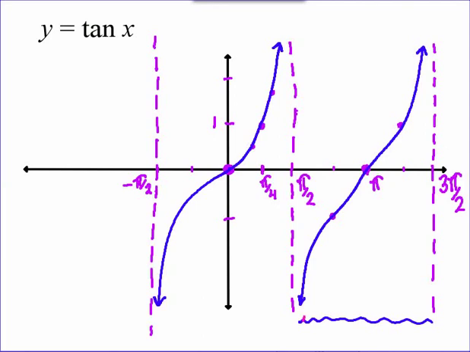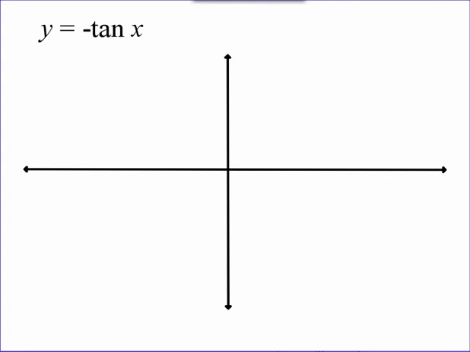So here is one period right here. Here is another period right here. So I've graphed 2 full periods right there. So now we've looked at that. Now we're going to look at how you would graph negative tangent of x. So what do you think the negative is going to do?